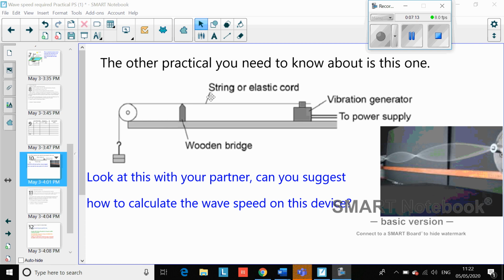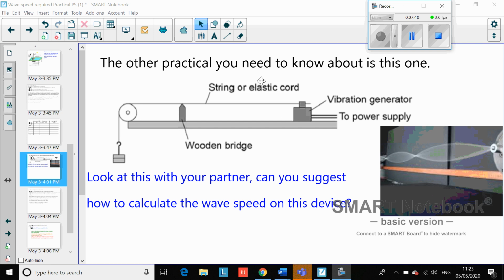So essentially how it works is you have a vibrational generator, sometimes called a transducer, connected to a power supply, and again that would be an alternating current power supply. So again, the current going backwards and forwards, which means this would go up and down. And you can probably work out what happens. As the vibrational generator goes up and down, it creates a wave between here and the wooden bridge. And the tension is kept on the string or elastic cord by hanging weights over a pulley system.